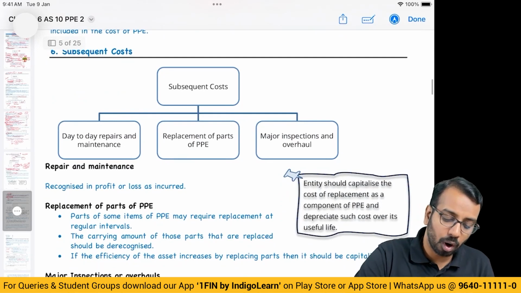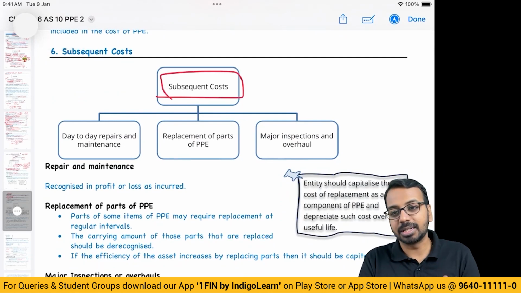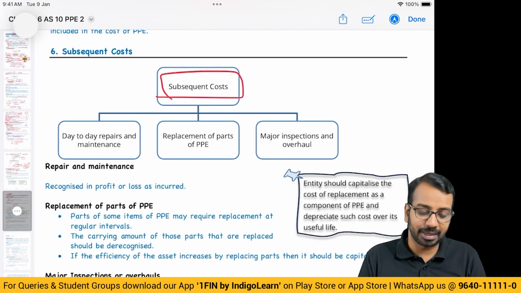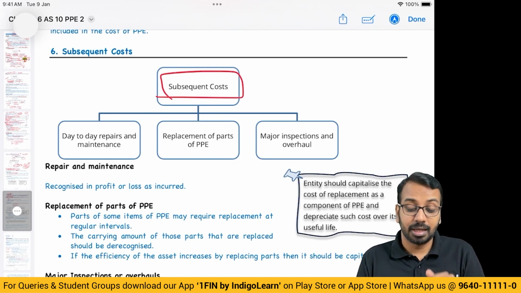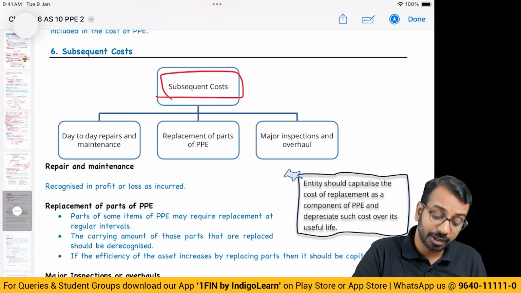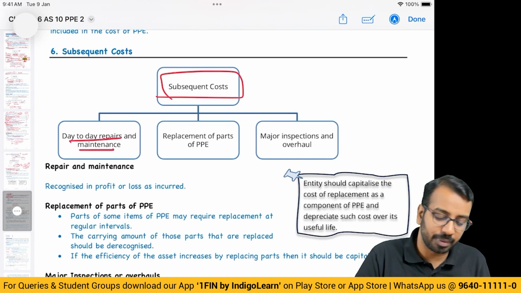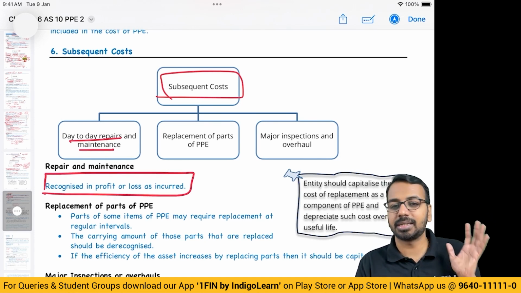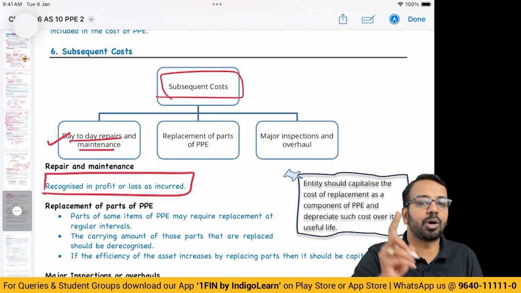Then, what about subsequent cost? You purchased a machinery. Subsequently, you will incur costs like repairs and maintenance, replacement cost, any inspections and all of that. So if it is day-to-day repairs and maintenance, this is recognized directly in P&L. Repairs and maintenance expenditure day-to-day is not capitalized.